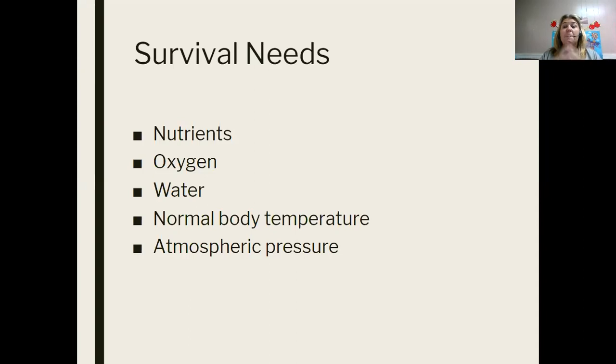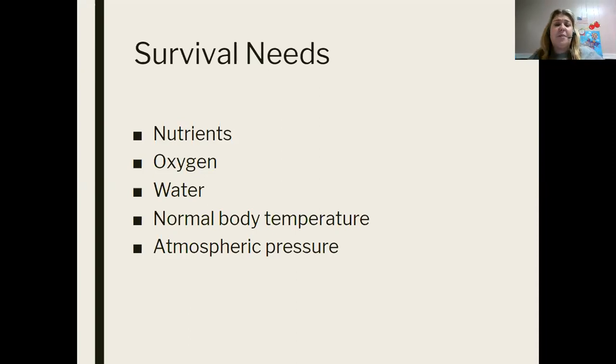So nutrients. Oxygen. If you don't think you need it, try holding your breath. You have to have oxygen. It's important in order for us to do most of the things that we need to do. Water is important. That's why we need to drink water. We need to make sure we have plenty of fluids in our body because water is extremely important. Normal body temperature, that 98.6 degrees is how our body best works. If it gets too high or it gets too low, our body doesn't work properly.